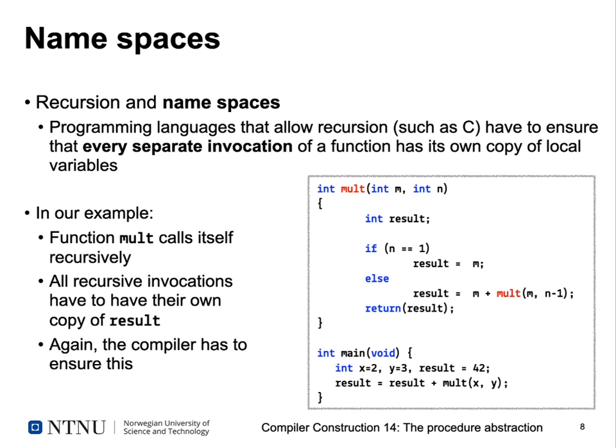So if we enter mult for the first time from main, we have a copy of result, and if this mult function then calls mult recursively again, we need a second copy of result for the second invocation, because otherwise we would overwrite the initial result value of our first invocation here, and after return we would have the wrong value in result. So essentially the compiler again has to take care of the fact that this has to be kept separate. For each recursive invocation, our compiler has to ensure that we have our own copy of local data.